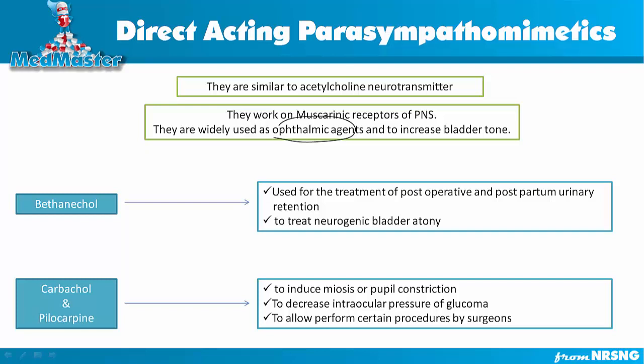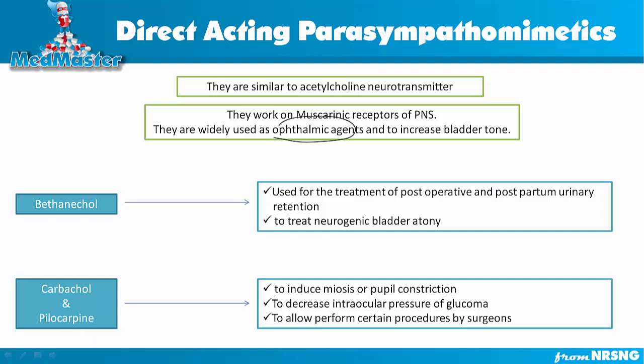So let's talk about each one, because in this class, if we talk about each medication separately, it really makes it easy. Bethanechol is used for the treatment of post-operative and postpartum urinary retention. After surgery, when they get anesthesia, they don't have much sensation, and they often get urinary retention. So this medication helps to relieve the urinary retention because it causes urinary contraction, and also to treat neurogenic bladder atony. Carbachol and pilocarpine.